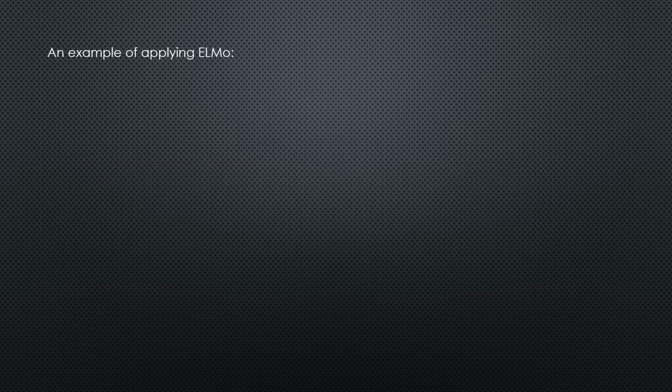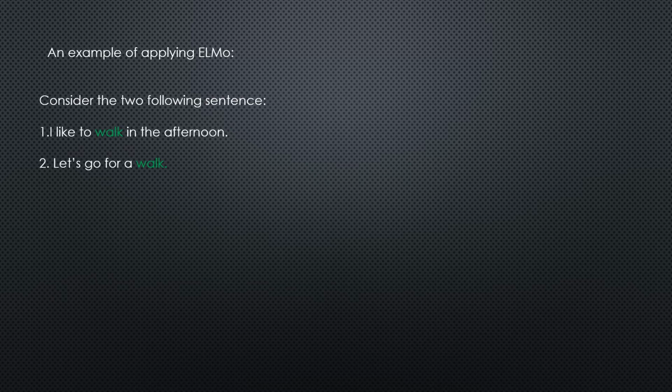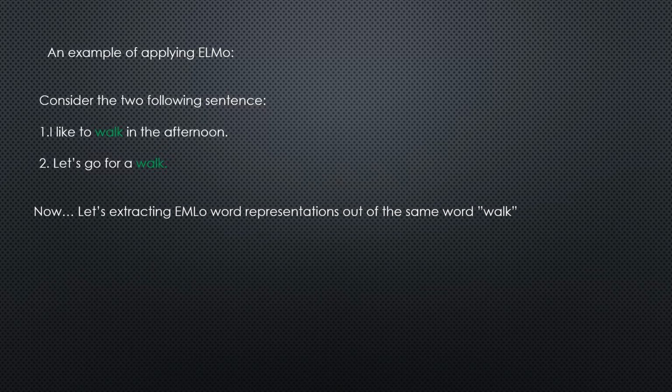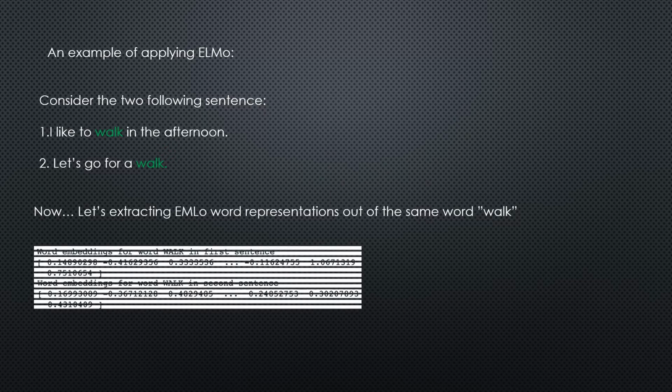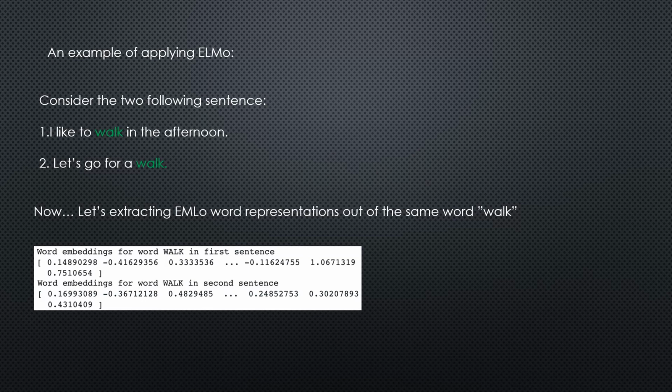An example of applying ELMO. So let's take a look at the two following sentences. I'd like to walk in the afternoon. Second, let's go for a walk. Here, walk in both sentences is the same word, but walk in the first sentence is a verb, and walk in the second sentence is a noun, so they have a slightly different meaning. Now let's extract ELMO word vectors out of the same word walk.